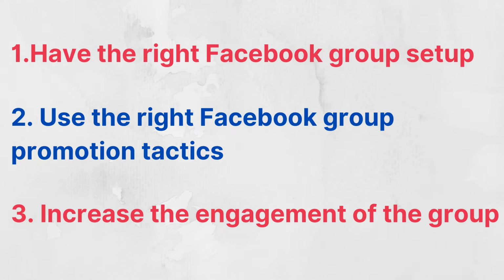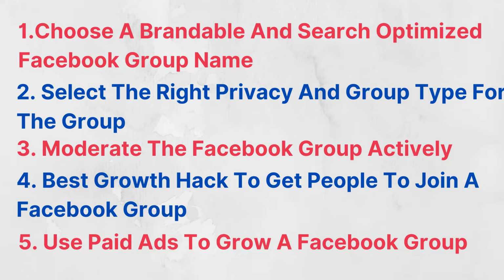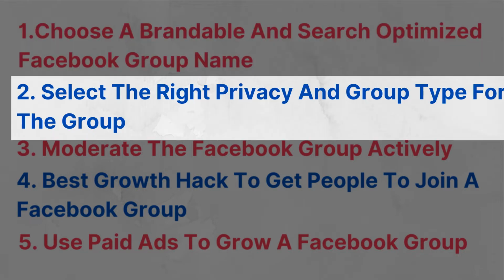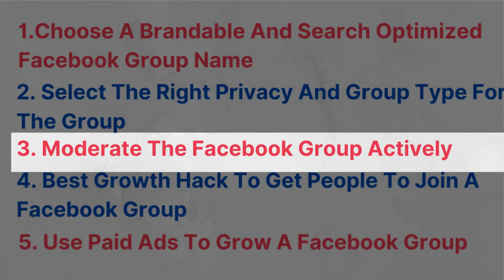Alright, so first let's talk about having the right Facebook group set up. So when I think about the right Facebook group setup, I think you have to consider three main things. The first one is you have the right brandable and search optimized Facebook group name. Secondly, you have to select the right privacy type and Facebook group type for your group. And third, you have to make sure the Facebook group is spam and promotion free.